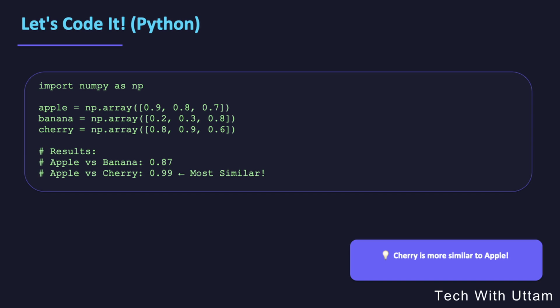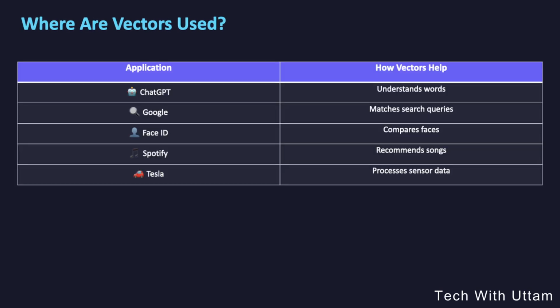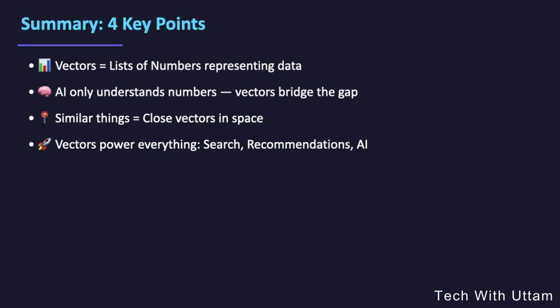Let's quickly run through where you encounter vectors every day without even knowing it. ChatGPT converts your messages into vectors to understand what you're asking. Google turns your search query and every web page into vectors, then finds the best matches. Face ID on your iPhone? Vectors. Spotify recommending your next favorite song? Vectors. Tesla's self-driving system processing camera and sensor data? You guessed it, vectors.